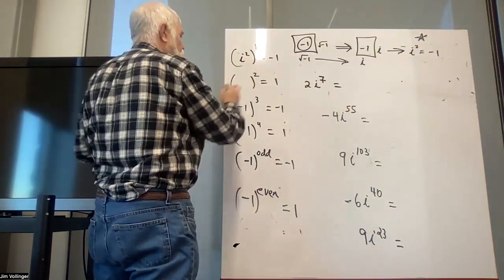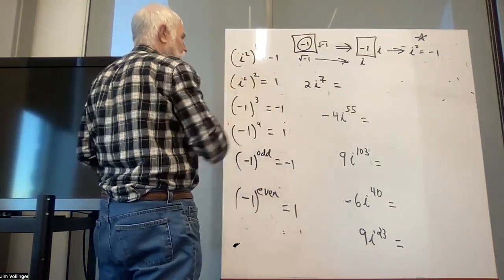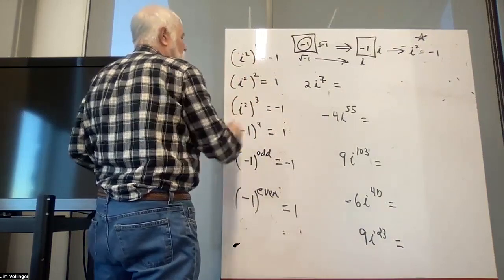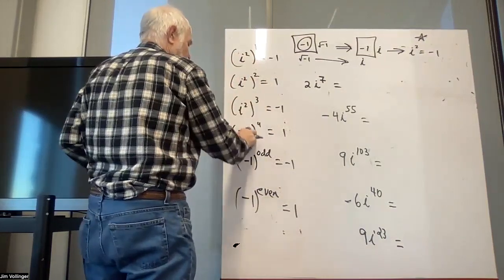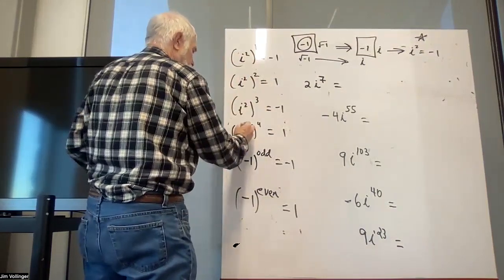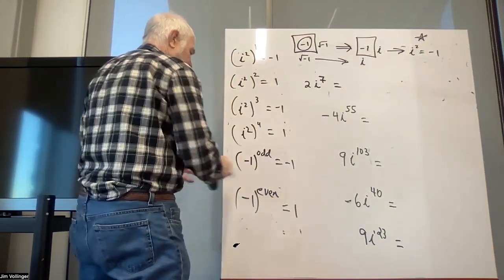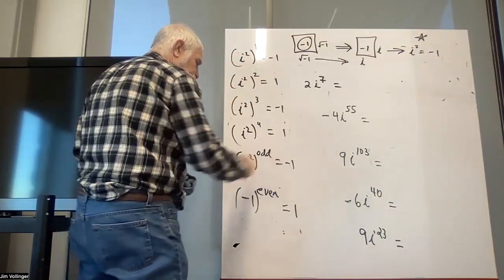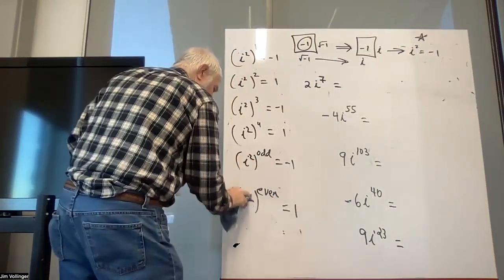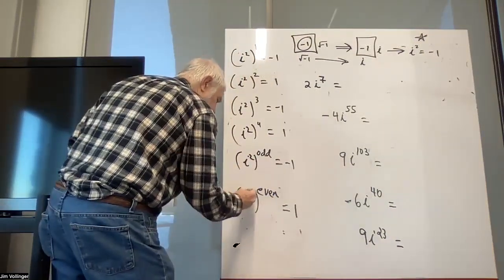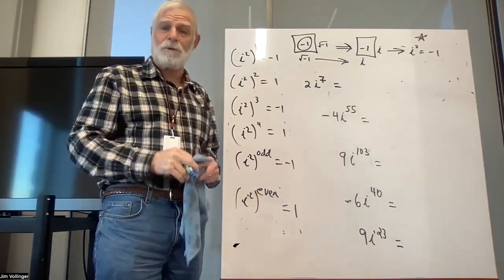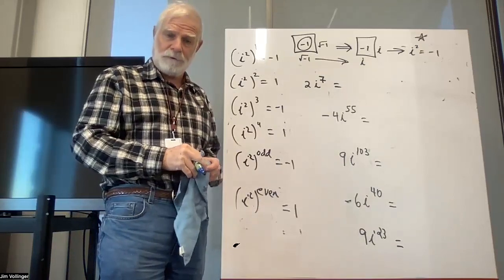i squared to the 2 is +1. i squared to the 3 is -1. i squared to the 4 is +1. i squared to an odd exponent gives you a negative sign, and i squared to an even exponent gets you +1. And that repetition, I hope, has helped you move the needle forward a little bit.